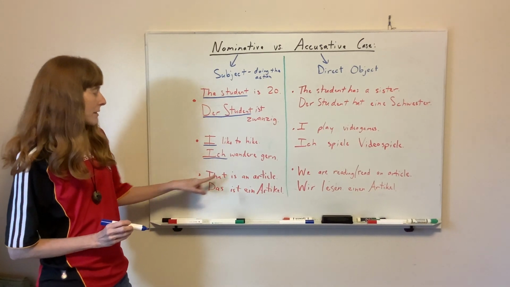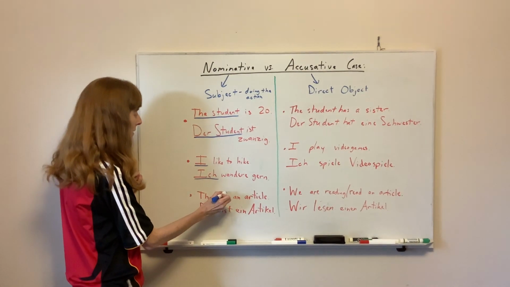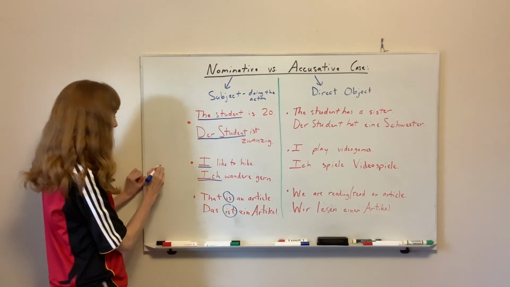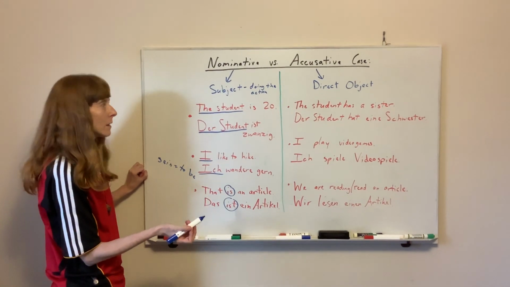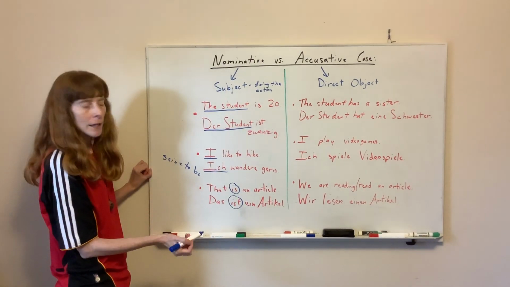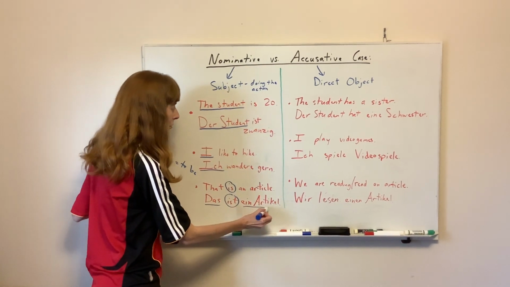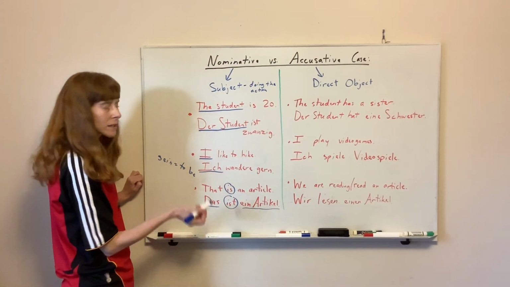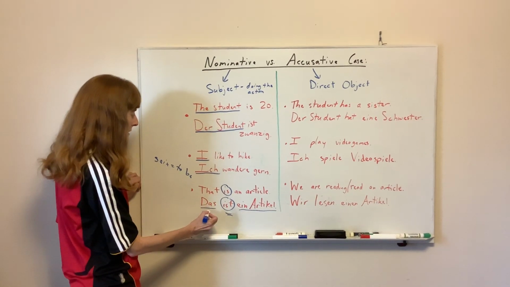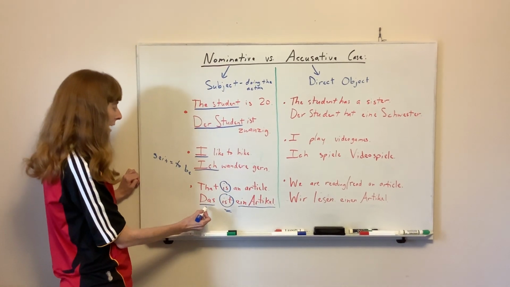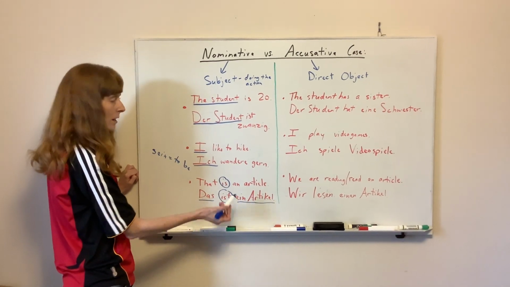And this one, that is an article. Das ist ein Artikel. Now, in this case, we have the verb sein, to be. And when we have the verb sein, we will always have the nominative case. We could say that this is our subject, or we could say that this is our subject. Because sein is sort of like a big equal sign in math. It makes this side of the sentence exactly equal to that one. That is the same thing as article, or article is the same thing as that. So it's kind of like a big equal sign.